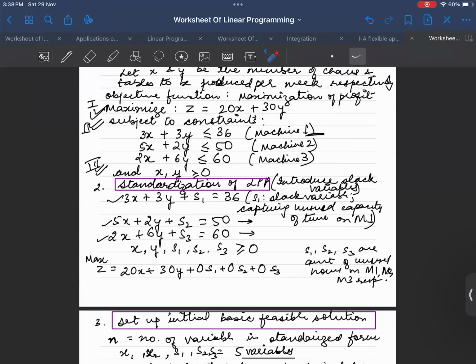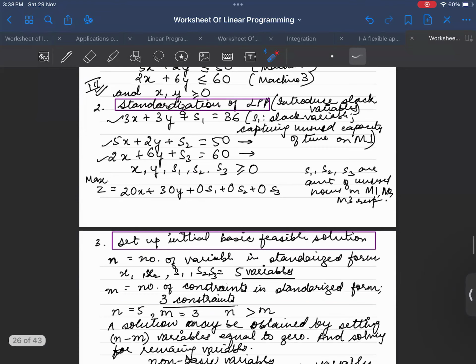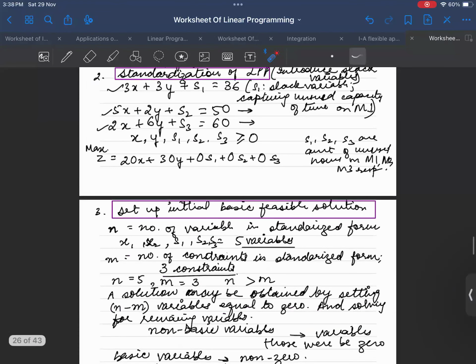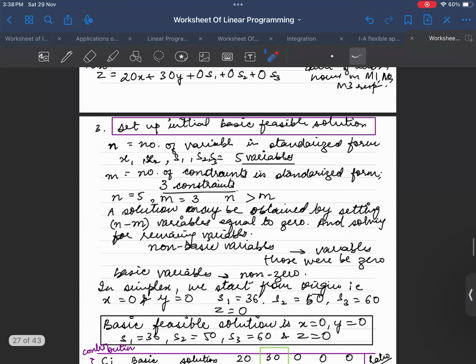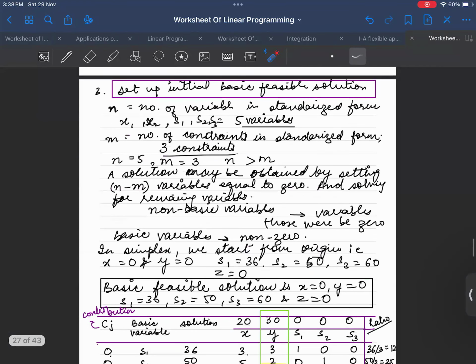As well as that, we created the new Z, the optimized maximization objective, with constraints and non-negative restrictions. And then the third step we have done is to set up the initial basic feasible solution. I will explain how we calculated it.